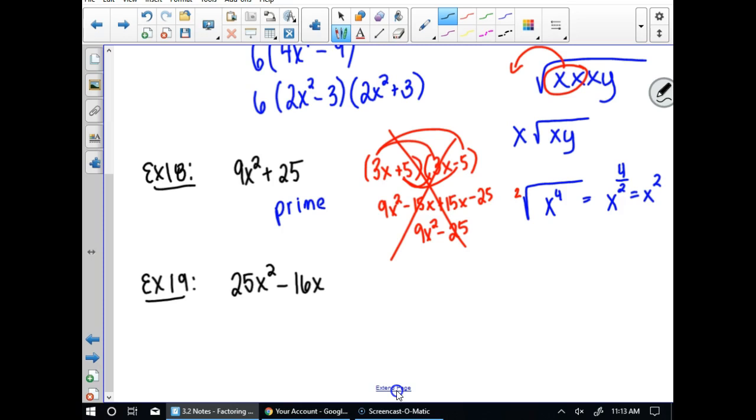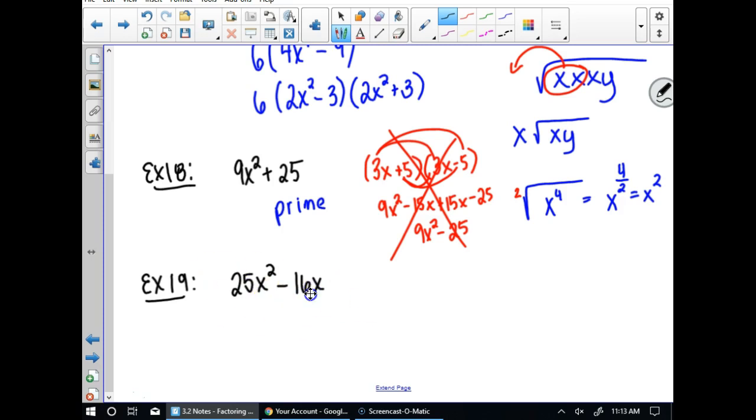What would I do on a problem like this? Is this a difference of squares? Can I take the square root of 25? It is 5. What about the square root of x squared? It's just x, right? Can I take the square root of 16? Before, can I take the square root of x? I cannot. Square root of x wouldn't simplify to something.